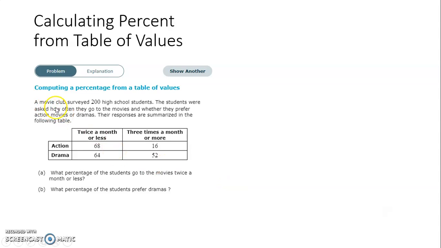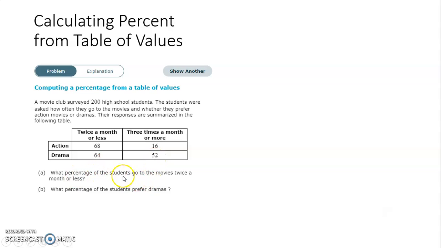So this one says a movie club surveyed 200 high school students. The students were asked how often they go to the movies and whether they prefer action movies or dramas. The responses are summarized in the frequency table. So those that preferred action twice a month or less, that was 68 out of the total, and 3 times or more a month, that was 16. Those that preferred drama were twice a month or less, that was 64, and 3 times a month or more, that was 52.